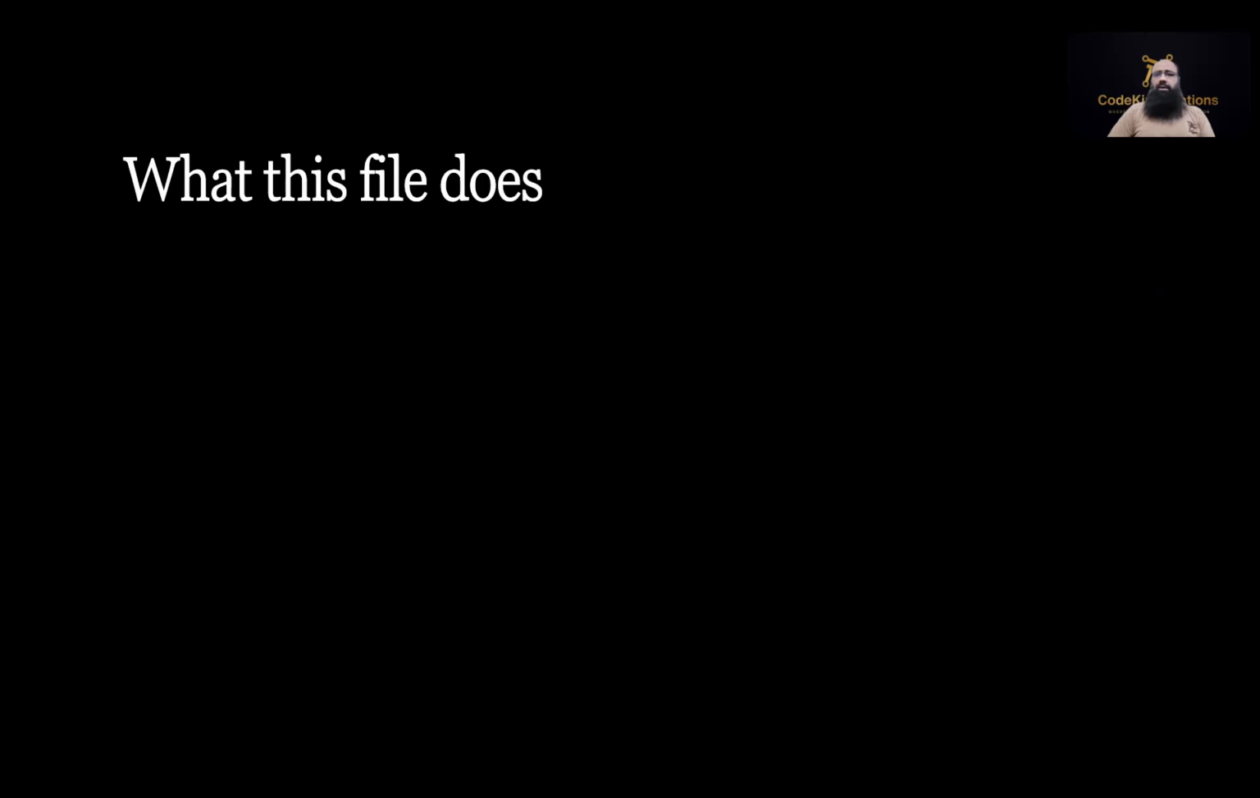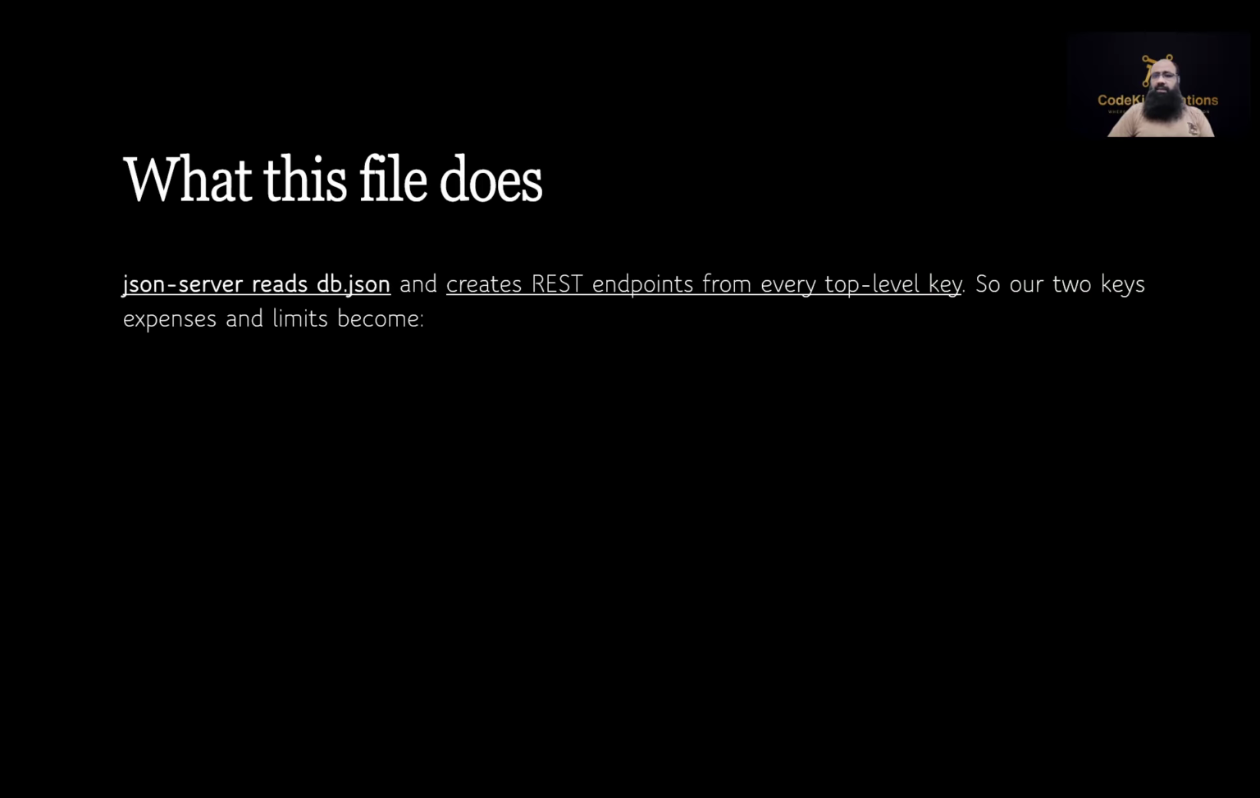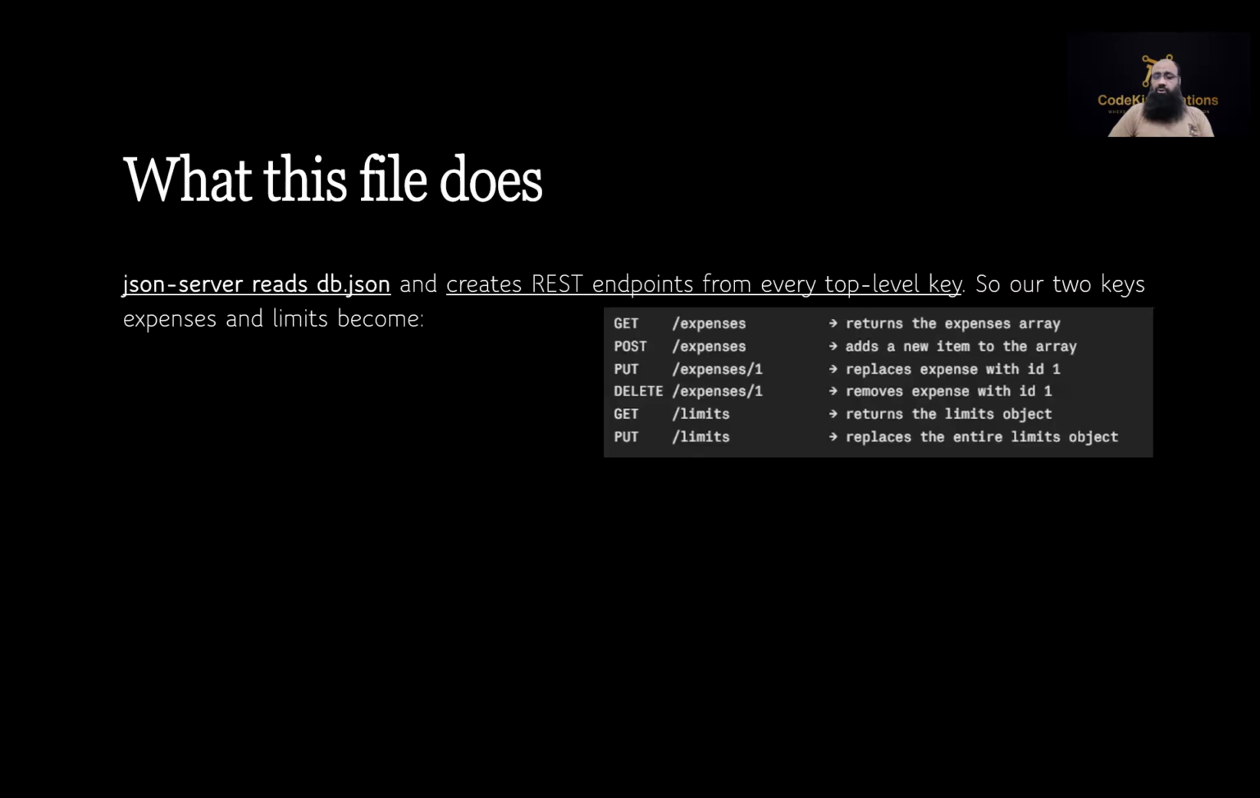What this file is actually going to do is that json-server, the package which we have installed, is going to read this db.json file. Based on the keys available at the very top level, it will create REST endpoints from every top level key. We have two keys, expenses and limits. So we are going to get something similar to what we saw in the image previously. It's going to create the get, put and post actions for these specific keys.